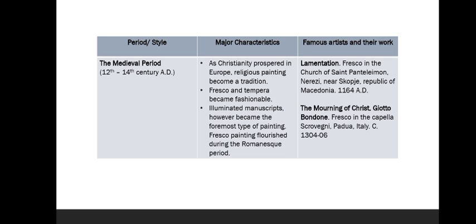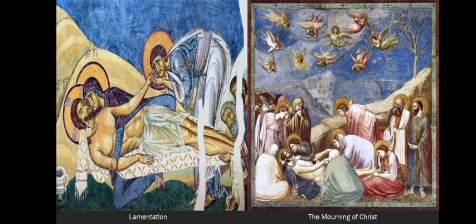Fresco painting flourished during the Romanesque period. Romanesque meaning in Roman manner. Here are some of the examples of the famous artists and their works during the medieval period. First is the Lamentation. Fresco in the Church of Saint Panteleimon, Nerezi, near Skopje, Republic of Macedonia, 1164 AD.